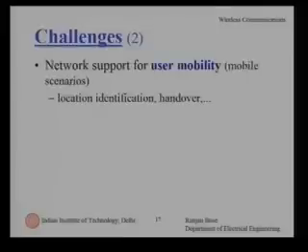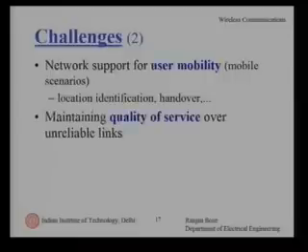Let us look at the other set of challenges. Network support. For user mobility, we have to give them enough mobility. So, if a person is traveling in a car at 50 kilometers an hour and moves from one cell to another cell, then the handover must take place. That is, one base station must hand over the call to the next base station. We will talk about these issues in greater detail when we look at the cellular concept and handover issues. But these are challenges, because if I am going not at 50 kilometers an hour, but at 100 kilometers an hour, I might just drop the call. Okay.